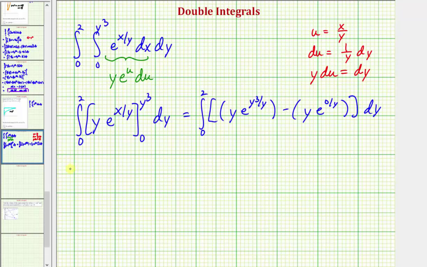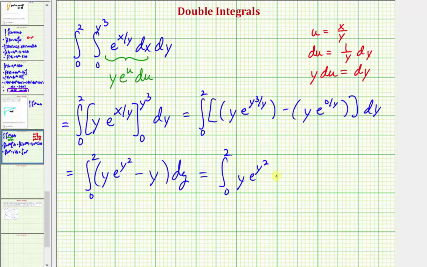And simplifying, here we have y times e raised to the power of y squared, and then minus, here we just have y times e to the 0, which is y times 1, so we just have minus y. Let's go ahead and break this up into two separate integrals. We have the integral from 0 to 2 of y e to the y squared, and then we'd have minus the integral from 0 to 2 of just y.